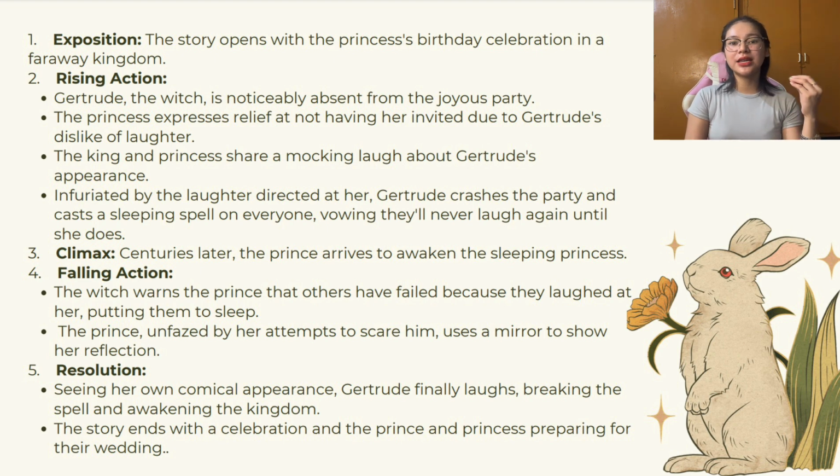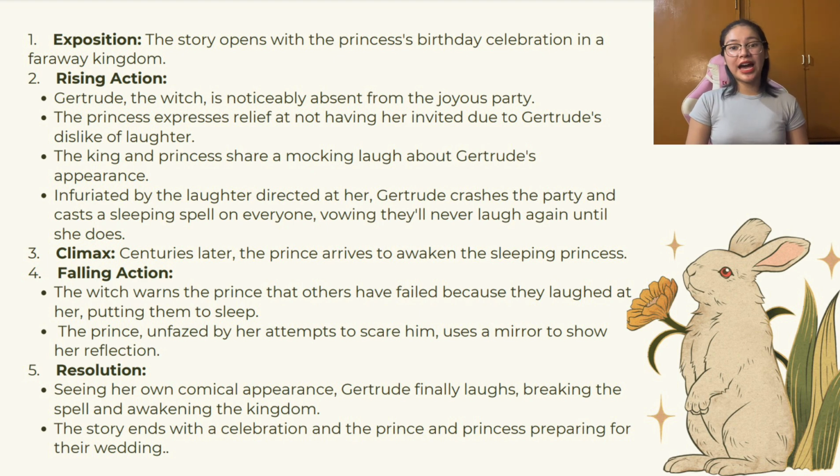We can see in the story that Gertrude the witch is noticeably absent from the joyous party. We have also the princess expresses relief at not having her invited due to Gertrude's dislike of laughter. And we have also the king and the princess share a mocking laugh about Gertrude's appearance. And the next is, we have Gertrude infuriated by the laughter directed at her. Then Gertrude crashes the party and casts a sleeping spell on everyone, vowing they'll never laugh again until she does.